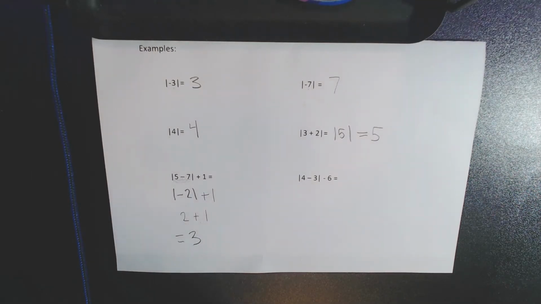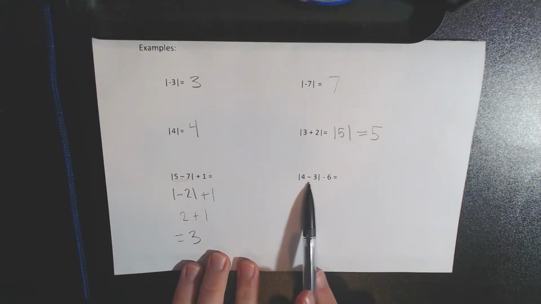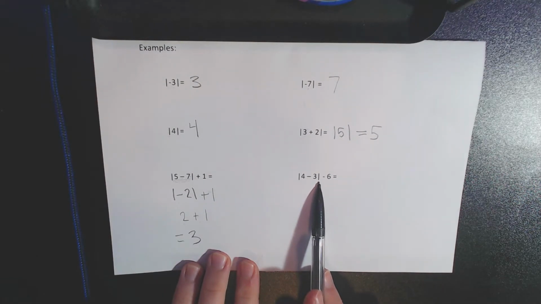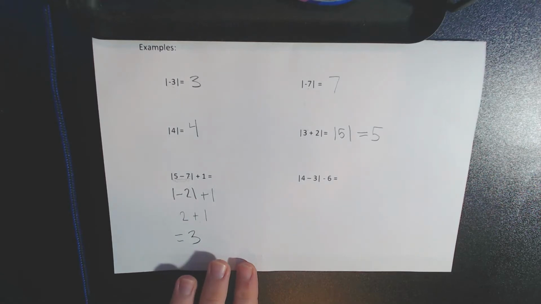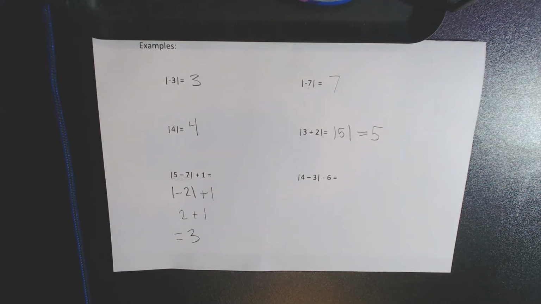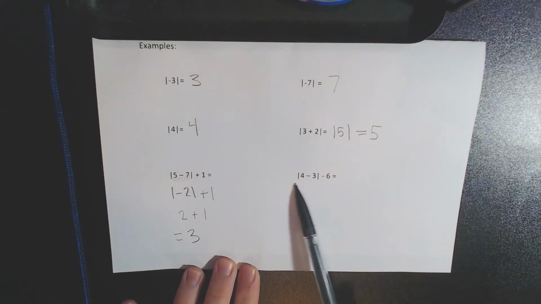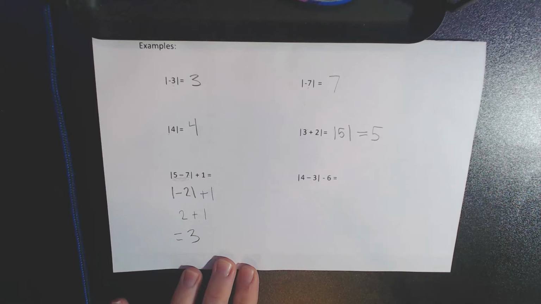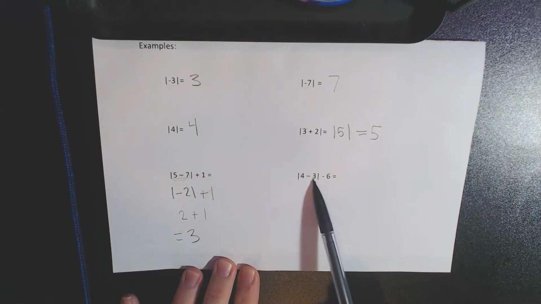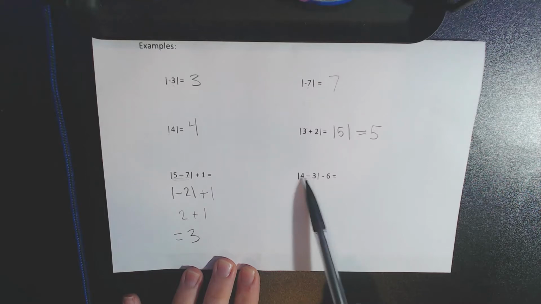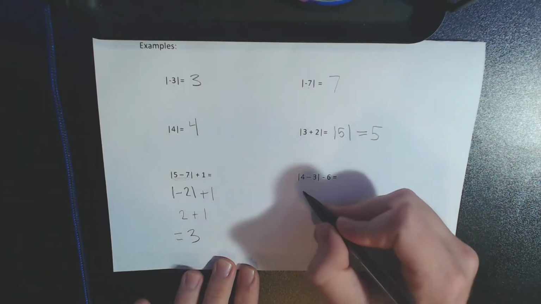Let's just do one more. We have here absolute value of 4 minus 3, okay? And then we're minusing 6 from that absolute value, okay? So what are you going to do first on this one? What operation will you do first? Well, we do the things inside the absolute value, kind of inside the parentheses, right? So inside these, we do 4 minus 3 is 1.